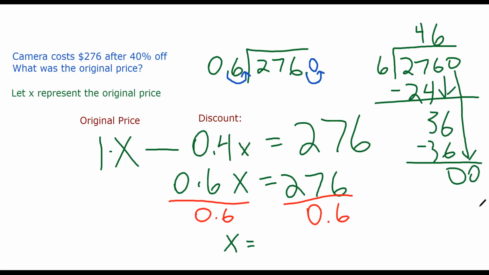How many times does 6 go into 0? 0 times, but I still need to put that. The answer is not 46, it's 460. And then if I went and did the next step of the process, I would be at a remainder of 0, and there's nothing left to bring down. So I'm good to go. And the camera originally cost $460.